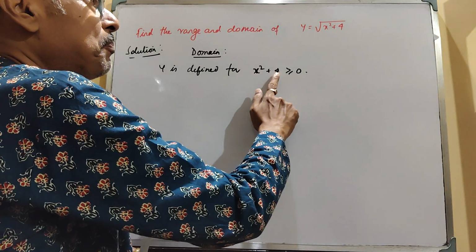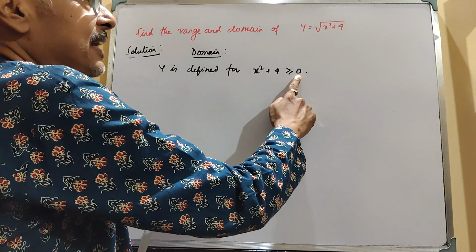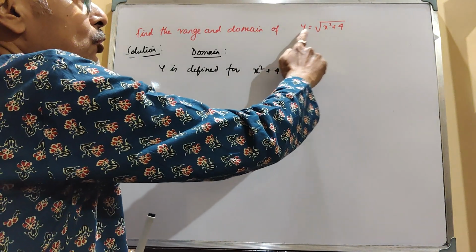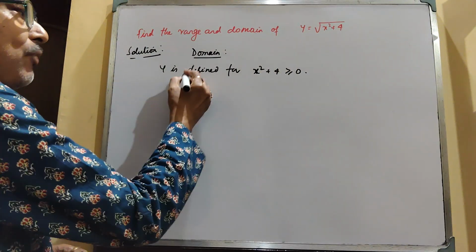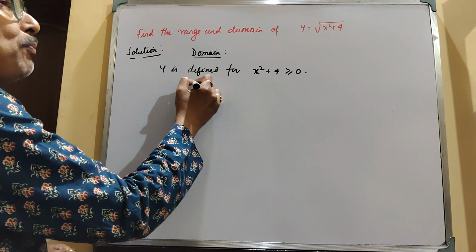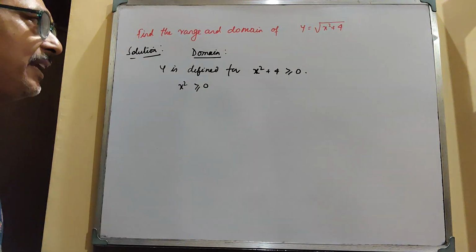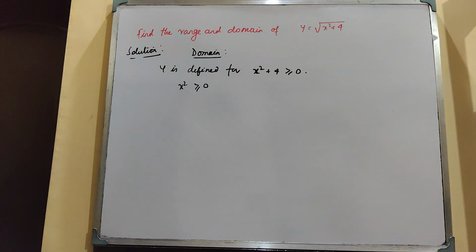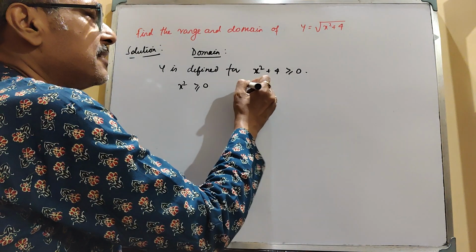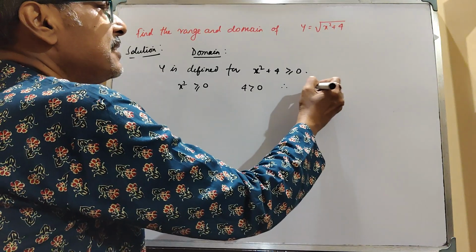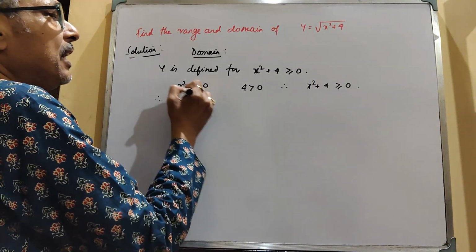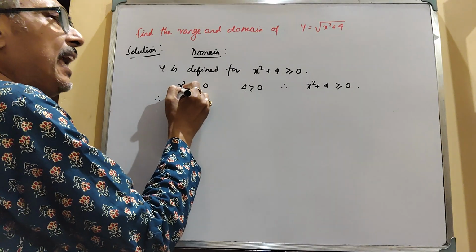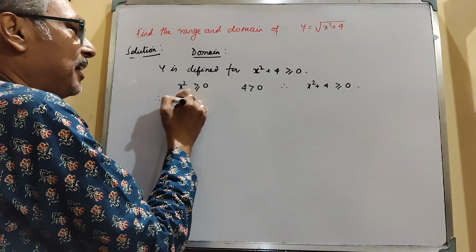Now, x square plus 4 should be greater than or equal to 0. Why? To be defined in terms of a real number. Now, x square is always a positive number. Why? Because it is a squared number. Therefore, x square is always greater than or equal to 0 and 4 is greater than 0. Therefore, x square plus 4 is greater than or equal to 0, so x can take any value in the real numbers.